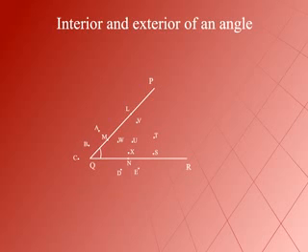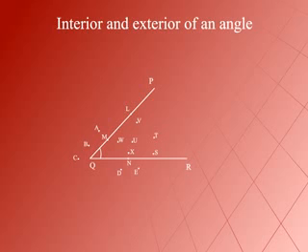The part that exists outside the angle is called the exterior of the angle. For example, points A, B, C, D, E together form the exterior of the angle PQR. The boundary of the angle formed by its two arms is called the angle. For example, points P, L, M, Q and R together form the boundary of the angle.